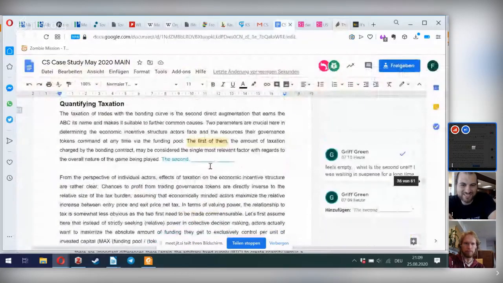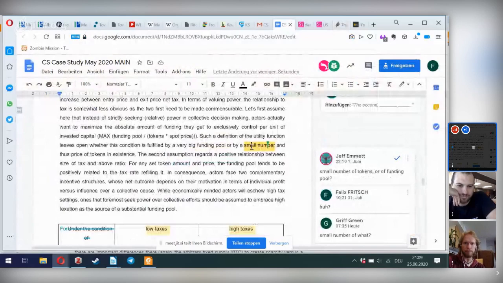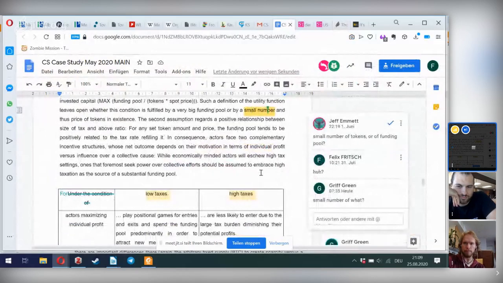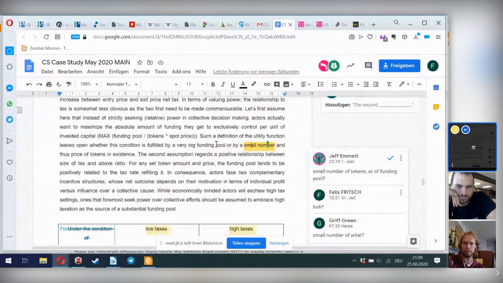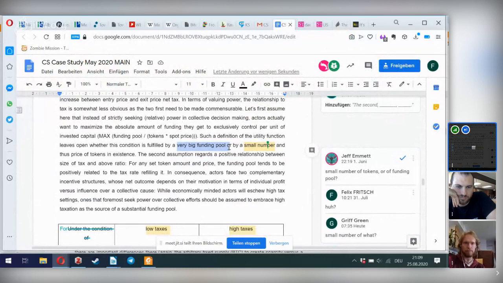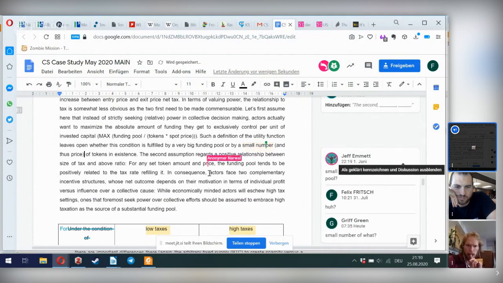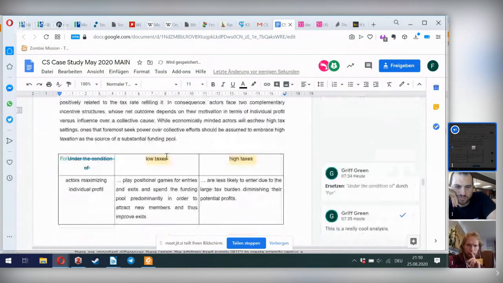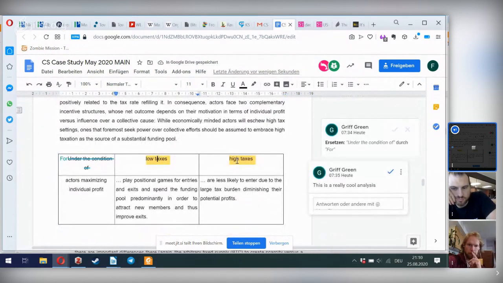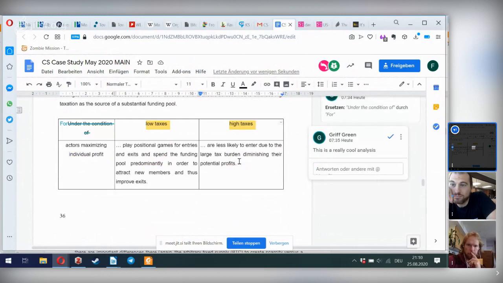Yes. Great. Okay, that's all not controversial. Small number. So whether this condition is fulfilled by a very big funding pool. Small number of tokens. I think that's all you need to say, of tokens, and then it's fixed. So let's do it like this. And it works. So now we are here. Low taxes. High taxes. Okay, you like it, Griff. I like it that you like it.